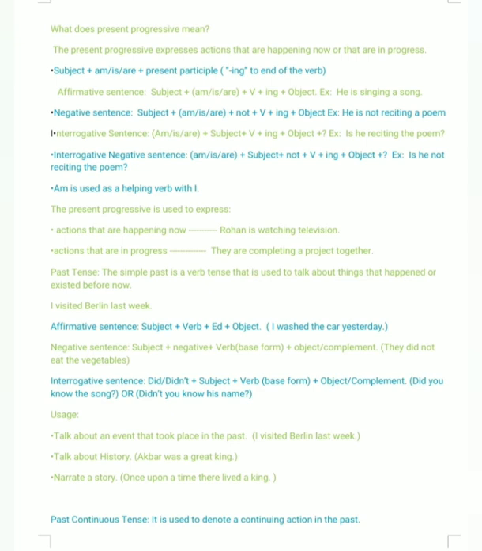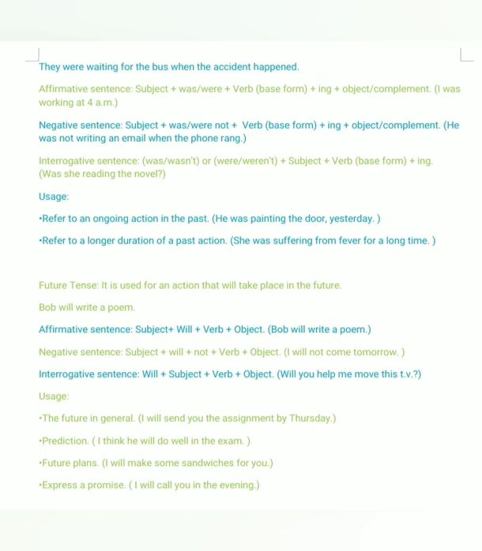So while framing an affirmative sentence in past continuous tense, first we have to add the subject, then we have to add was or were, then the base form of the verb, that is the V1 form, plus ing plus object or complement, for example: I was working at 4 a.m.